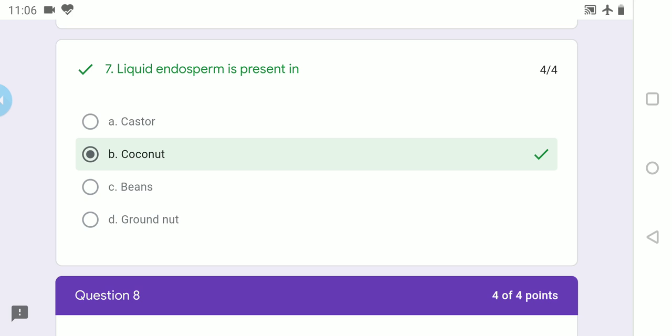The liquid endosperm is present in tender coconut, or we can also say the coconut. The coconut water is the best example for free nuclear endosperm. And what about the copra, or we can also say the kernel? That white kernel of the coconut is the example for cellular endosperm. Did you get it? I think it's clear. No need for confusion.